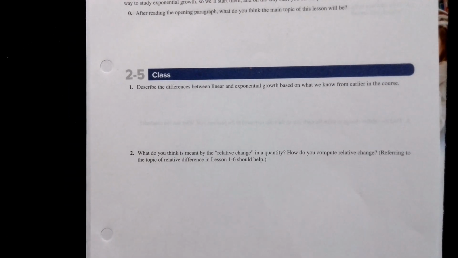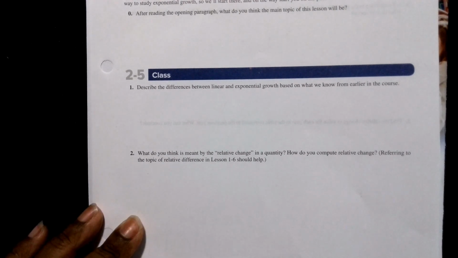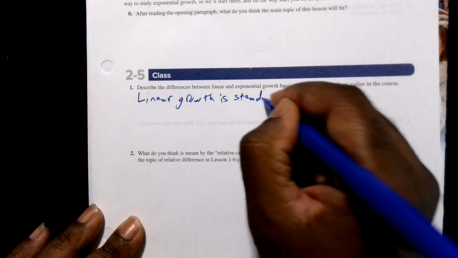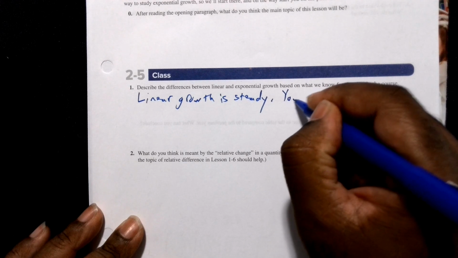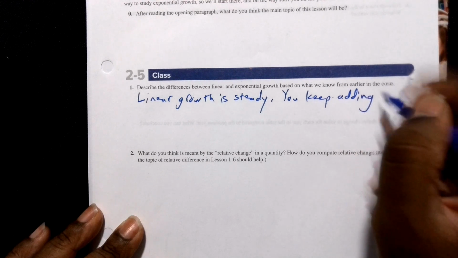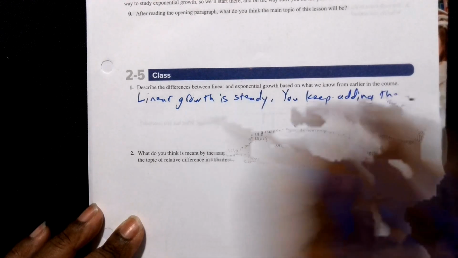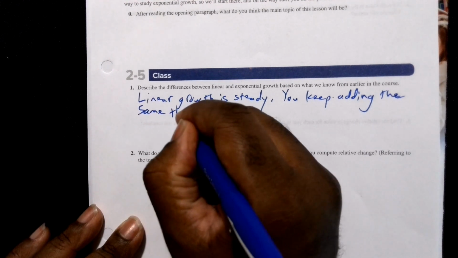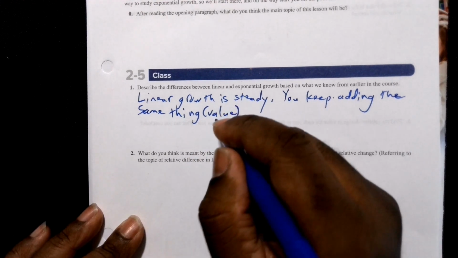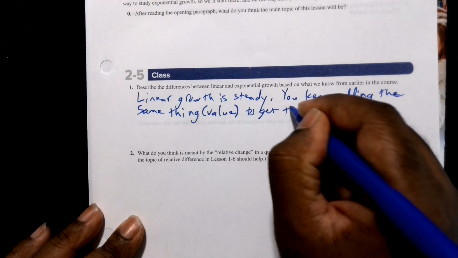Okay, now we go down here to number 1. It says, describe the difference between linear and exponential growth based on what we know from earlier in the course. Linear growth is steady. You keep adding the same thing, I should say value, the same value to get the next one.